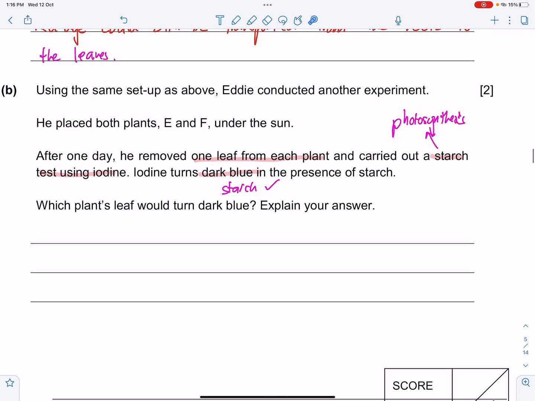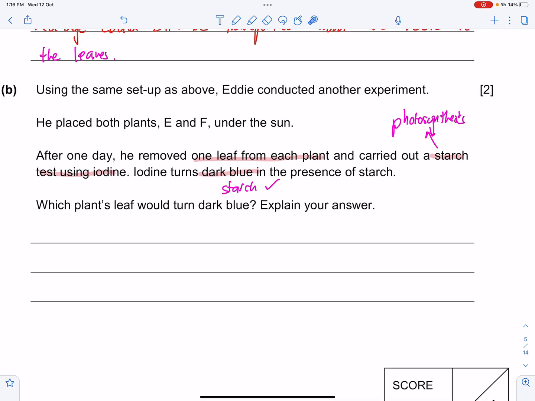Now, what is the general idea here? The general idea here would be that since water is needed for photosynthesis, only plant F is able to do that because the leaves can receive water. That is the key idea. Okay? So answer plant F.